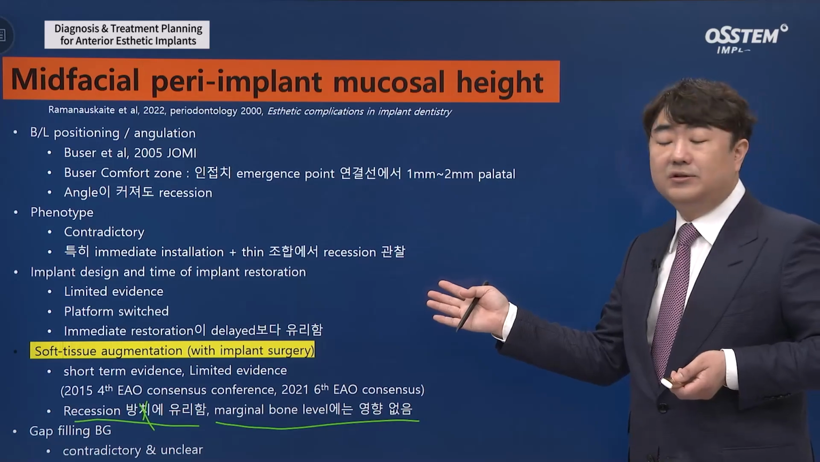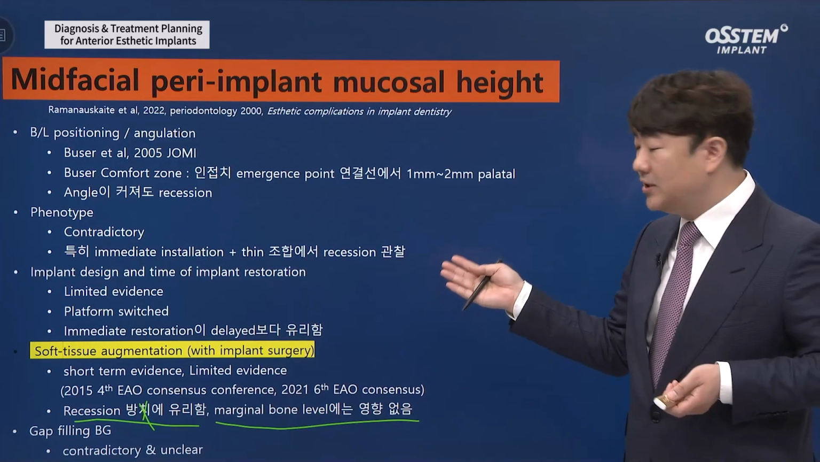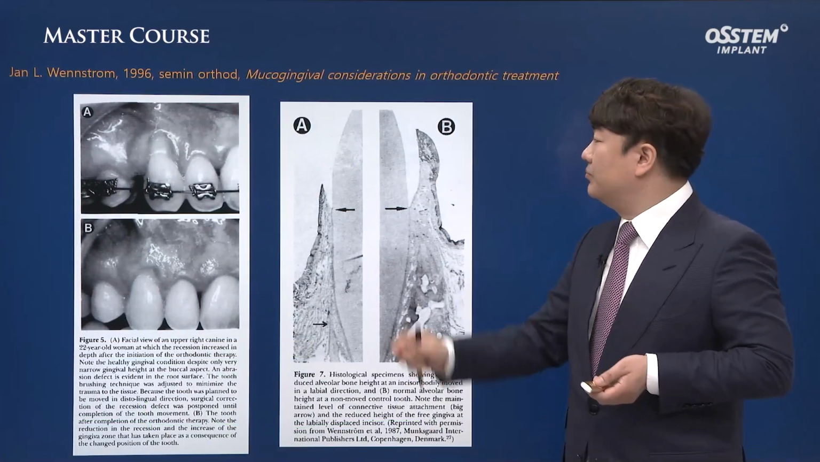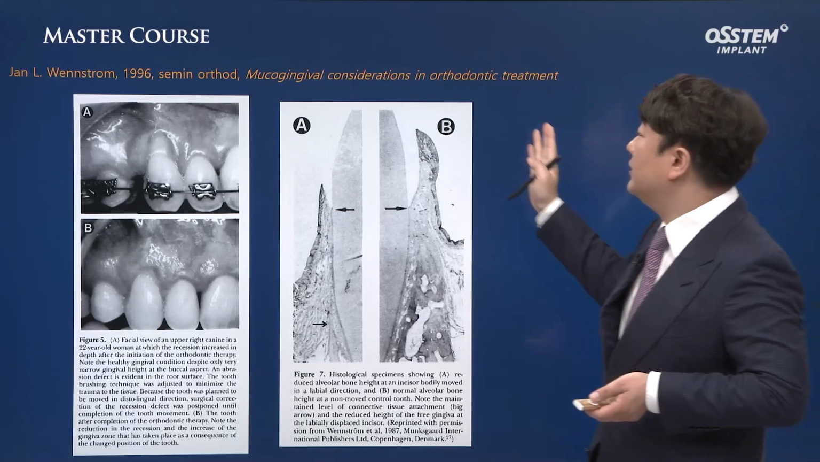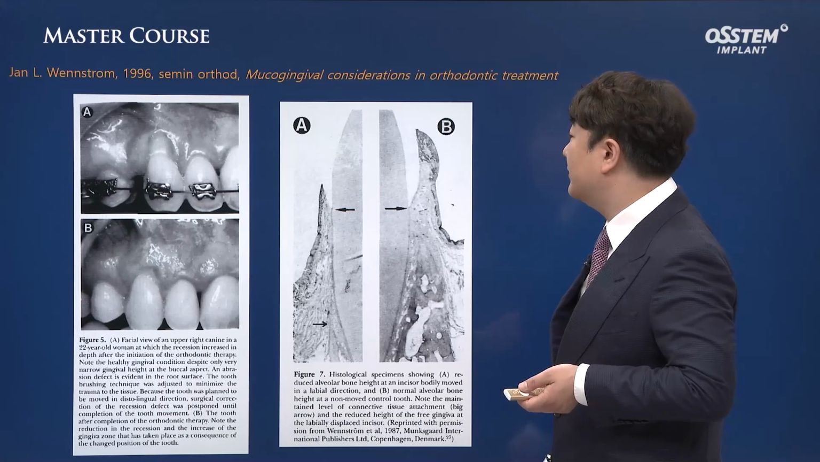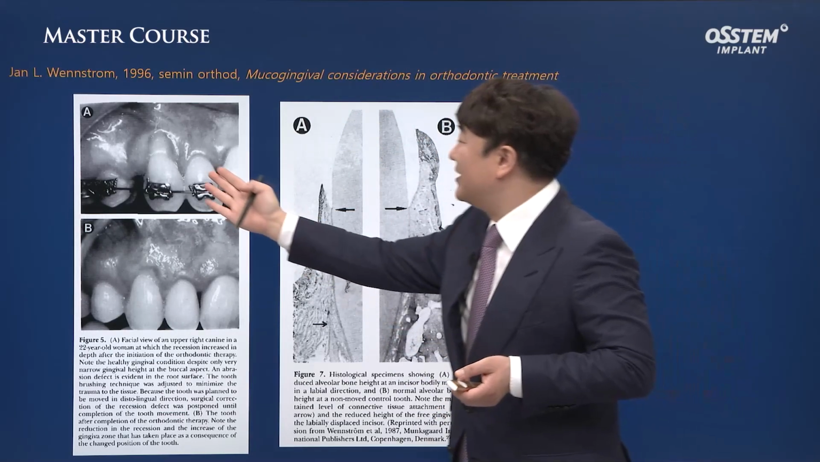In terms of aesthetic implant placement, soft tissue grafting is quite important, along with hard tissue grafting. An interesting paper by Wenstrom in 1996 in an orthodontic seminar reported that moving teeth towards the buccal side led to gingival recession, and moving teeth towards the palatal side led to restoration of gingiva.